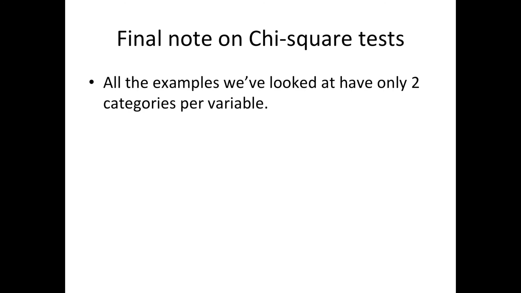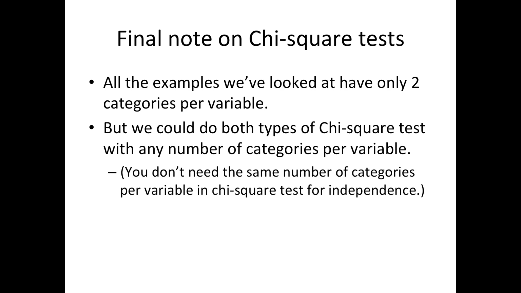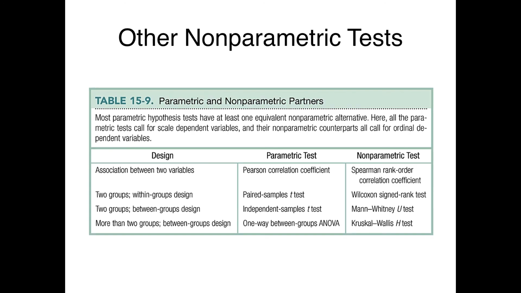All right, so I've said this a couple times, but all the examples we've looked at so far have had only 2 categories per variable, but we could do both types of chi-square test with any number of categories per variable. It doesn't have to be the same number of categories per variable in the chi-square test for independence. It could be, like I was saying, with pregnancy would be pregnant or not, so 2 categories in that variable. And the clown one could be like entertaining clown, scary clown, and no clown. So the other variable could have more categories.